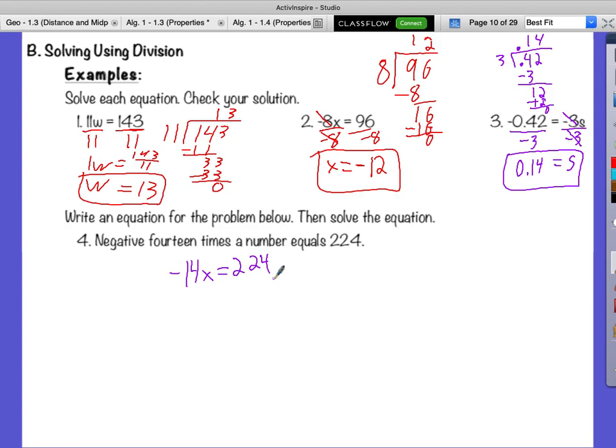What's 4 times 4? 16. So that would end in 6. So what times 4 could end in 4? Ooh, yeah, 6. Okay, so let's try 6 times 14. That's 84. Yeah, that's right. What's 22 minus 14?